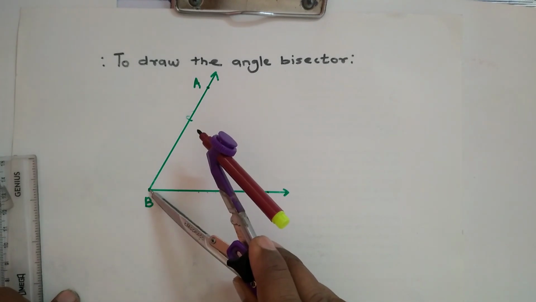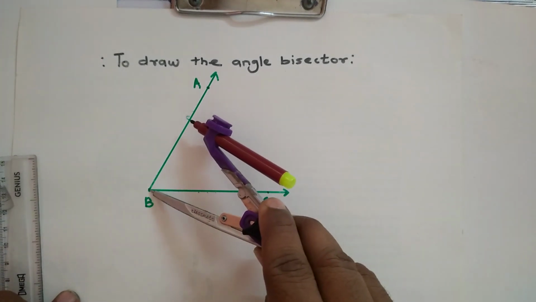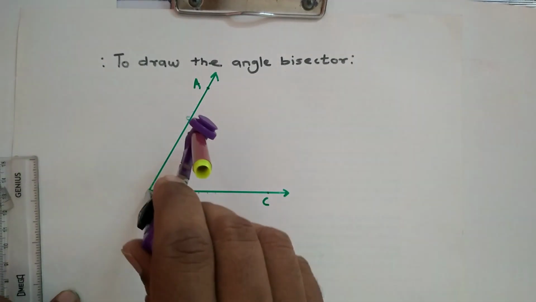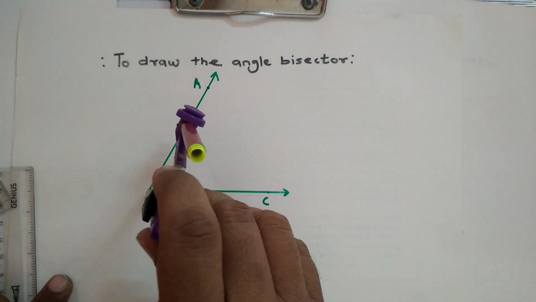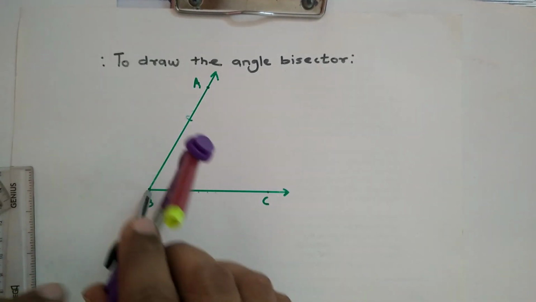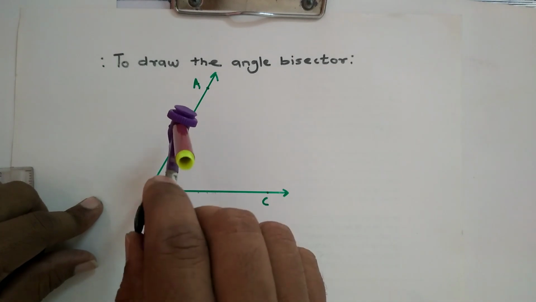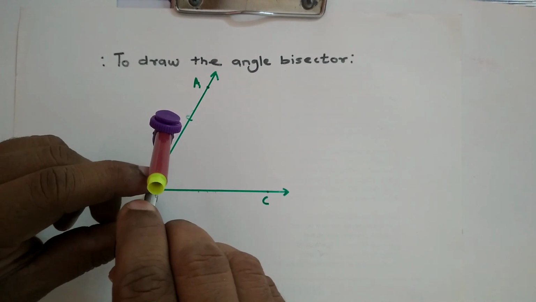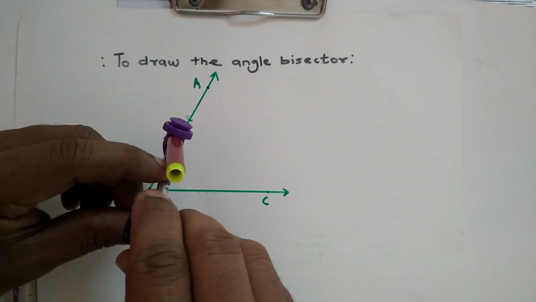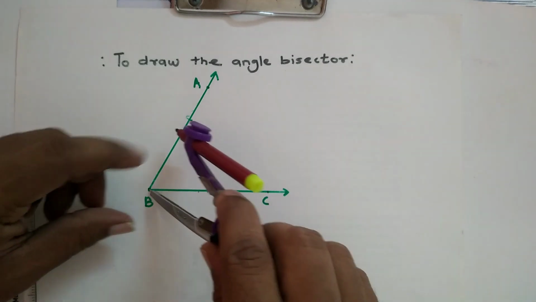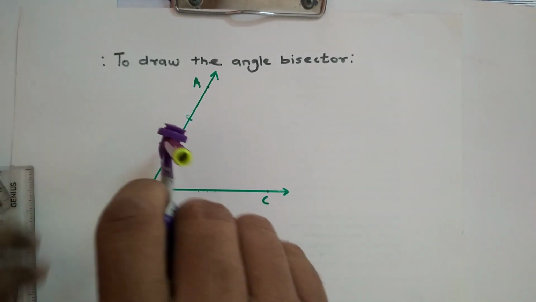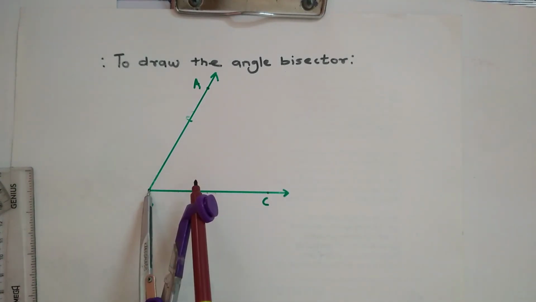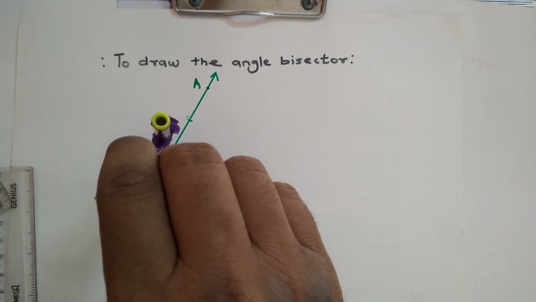Take suitable distance. This distance should not be very large, as we are going to draw the angle bisectors of the triangles in the next part. So if we take this distance much more, then it will become somewhat difficult, because the entire angle bisector should cover in the single page, and therefore we should take a suitable distance, means the distance should be around 2 to 3 centimeter, and then we will place the pointer at point B and then draw the arc.